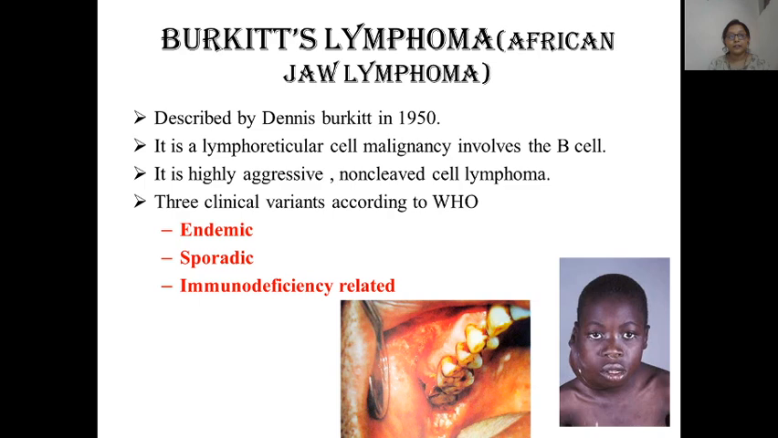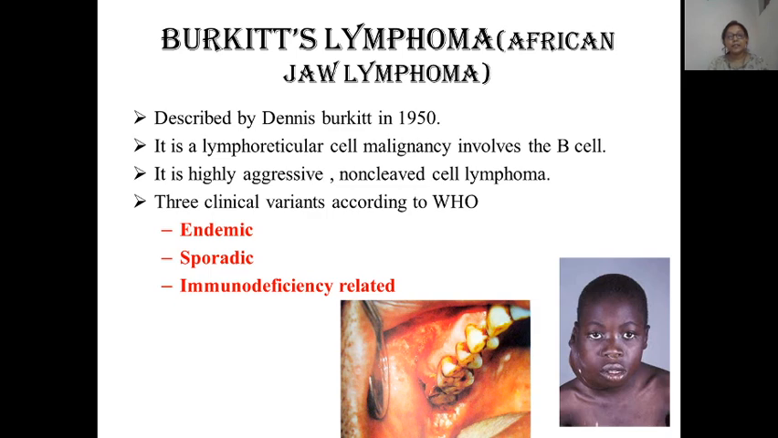transplantation can be done. Now, Burkitt's lymphoma, also known as African jaw lymphoma. It was described by Dennis Burkitt in 1950, and it is a lymphoreticular cell malignancy that involves the B cell. It is highly aggressive and it is the fastest growing lymphoma.